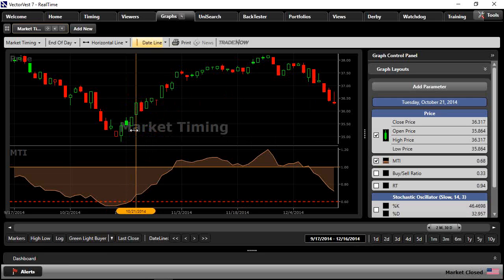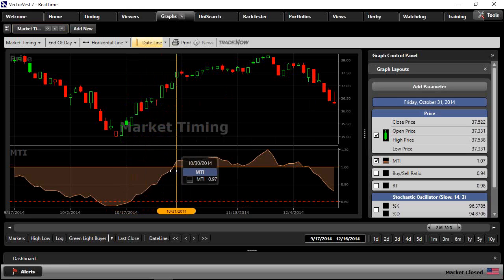Okay, phase 2 now is the uptrending phase. I'm going to move my date line here. Right when the MTI crosses above 1. So we see the MTI is climbing. It's climbing up from the basement and crosses above 1. This tells us now that the uptrend, the underlying trend, is now up.